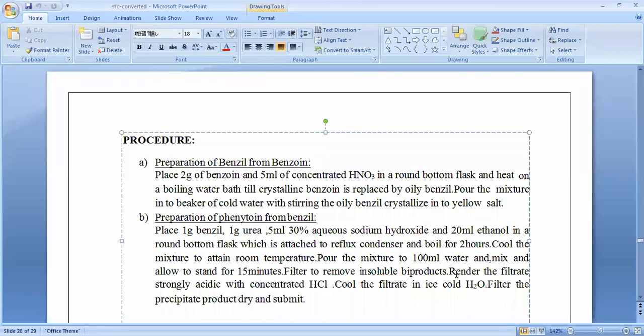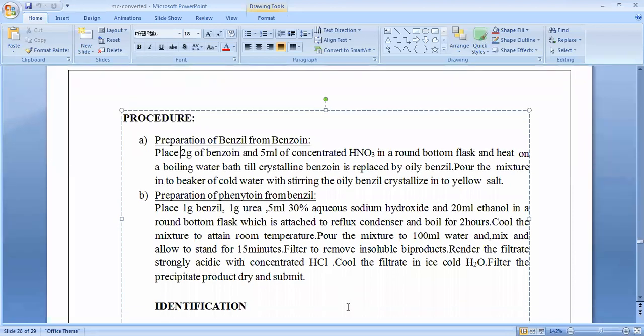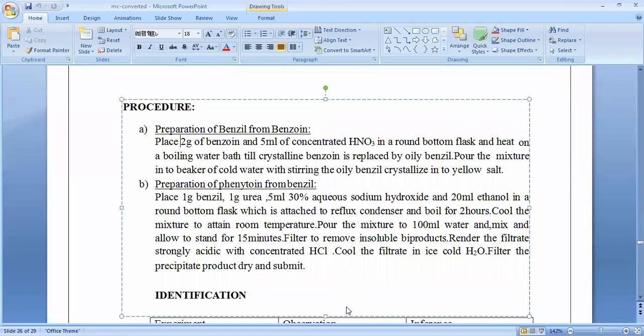Now pour the mixture into 100 ml of cold water and mix. The mixture is allowed to stand for 15 minutes. Filter and remove the insoluble byproducts which are there in the synthesized product. Render the filtrate strongly acidic with concentrated hydrochloric acid. Cool the filtrate in ice cold water, filter the precipitated product and submit it. So this is all about how we are going to synthesize the phenytoin drug molecule.